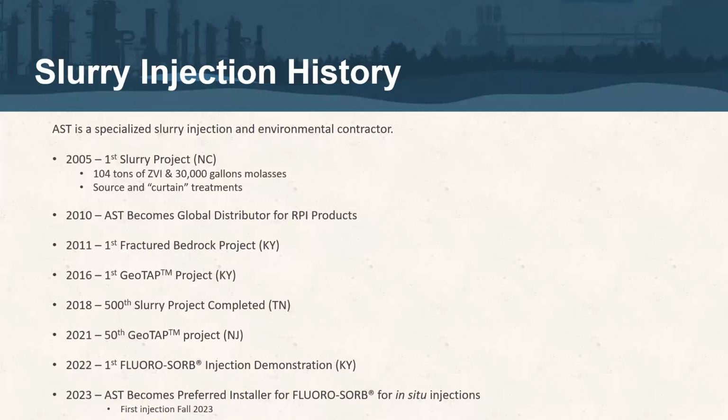because we also believe that that slurry design for something like fractured bedrock would have to be altered slightly for Fluoro-Sorb installations. So what you see here in front of us is kind of AST's slurry injection history dating back to 2005 with an original installation of ZVI and molasses. And then it kind of evolves up until 2022, where we did our first demonstration injection of Fluoro-Sorb in Kentucky, which brings us to 2023, where we became the preferred installer in situ with the Fluoro-Sorb for injections.